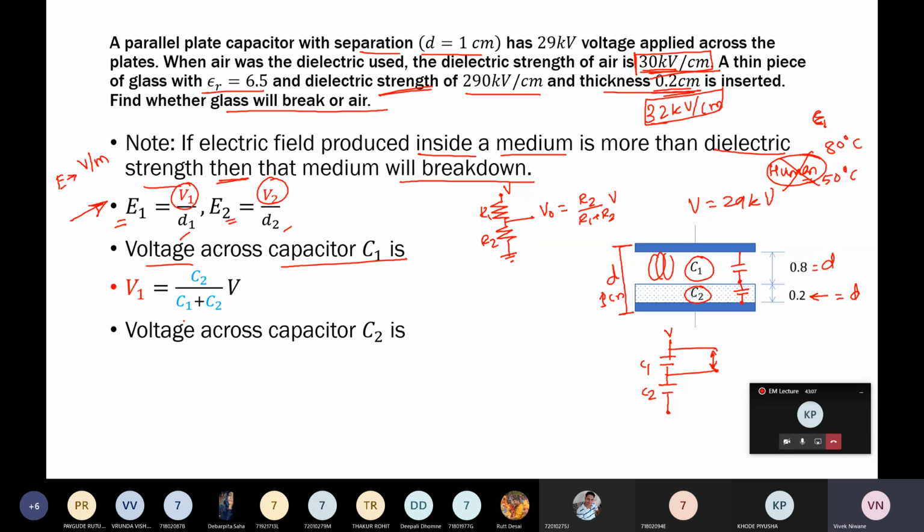The voltage across capacitor C1 is assumed to be V1 and the voltage across C2 will be V2. So the total voltage is equal to V1 plus V2. So we can write V2 is nothing but V minus V1, rearranging the terms. Since V is equal to V1 plus V2, V1 somehow we will calculate, we really don't know, but we can put in the values and we can get the answers.